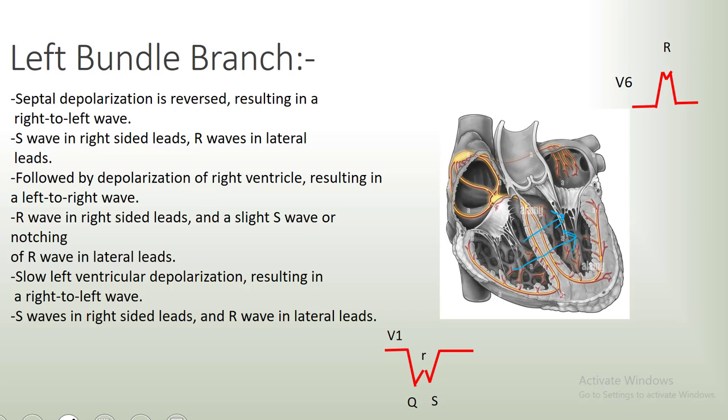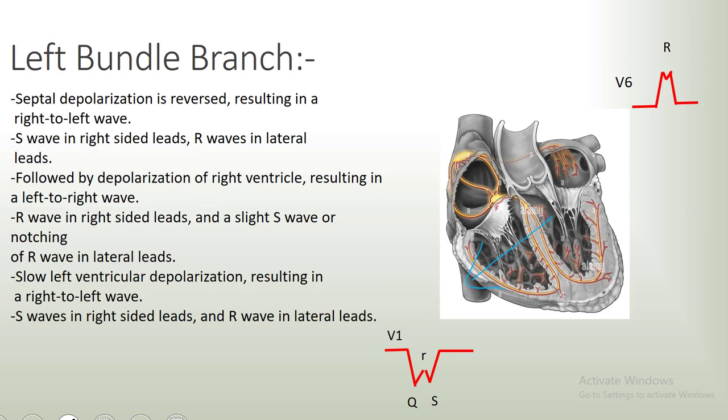Now this will result in an initial negative wave within the right-sided leads, or lead V1, or a Q wave, and an initial positive wave within V6. Then only the right ventricle will be activated. Because the left bundle branch is blocked, the left ventricle will not be activated yet. So the second wave of depolarization will be that of the right ventricle towards the right side.